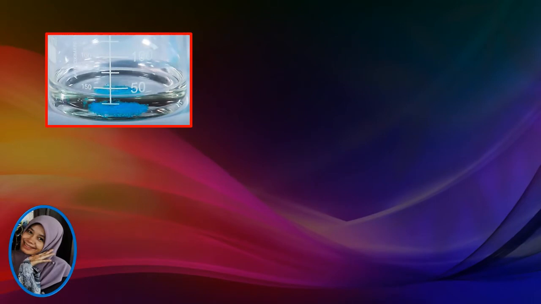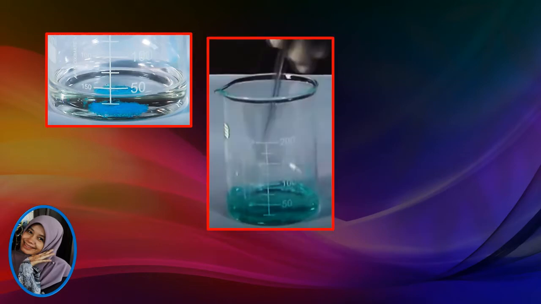Water is the most common solvent. When a solid dissolves in water, we refer to the solution as an aqueous solution. I believe that you have tried this experiment before, preparing a saturated aqueous solution of copper sulfate.